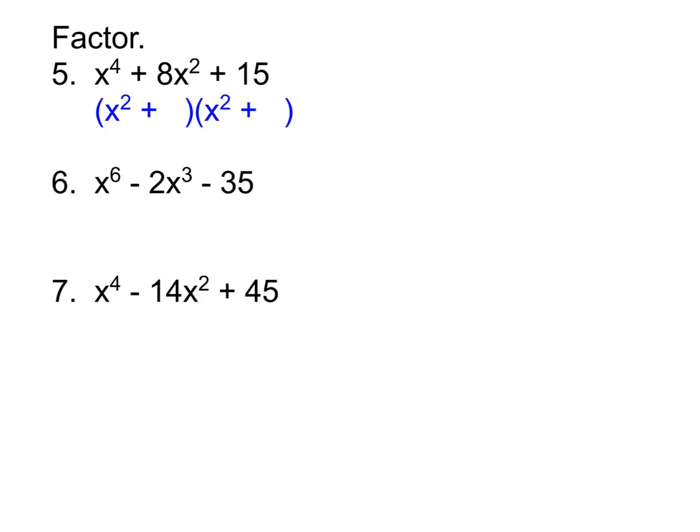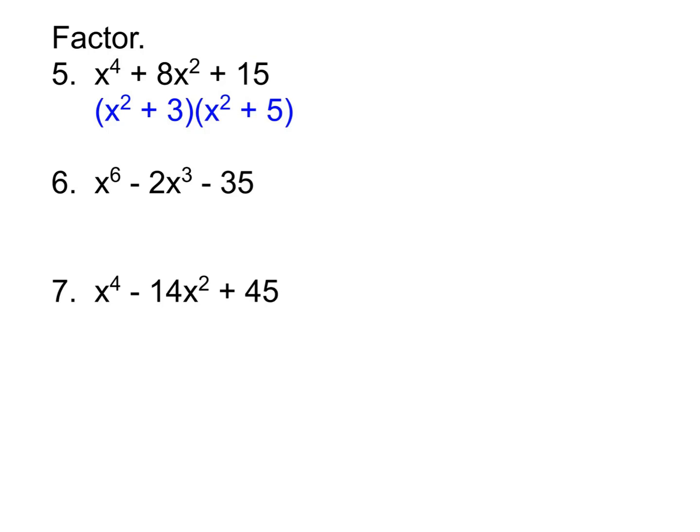Otherwise, it's now the same as a quadratic would have been. We're just going to be saying what adds to 8 and multiplies to 15. And so what are those two numbers that add to 8 and multiply to 15? 3 and 5. So there's our factored form for number 5. X squared plus 3 times x squared plus 5. Of course, make sure you're writing the correct answer down along with the original problems you had written down a little bit ago.